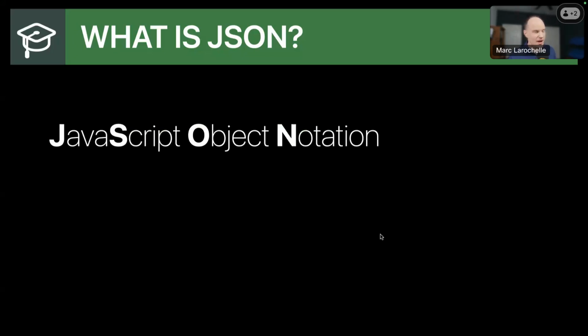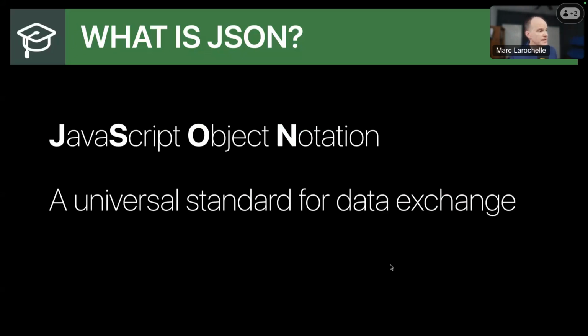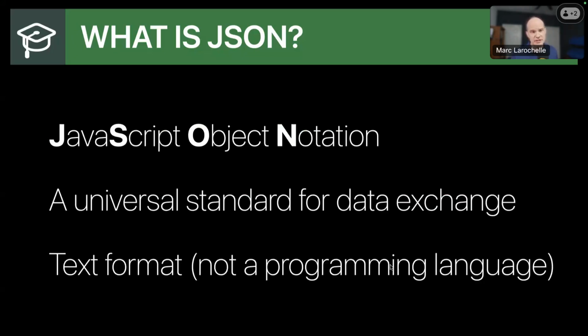In its raw sense, JSON stands for JavaScript Object Notation. It's a universal standard for data exchange, and it's a text format, not a programming language. Most of us are familiar with CSV formatting, when you take a flat file and export it to a CSV.